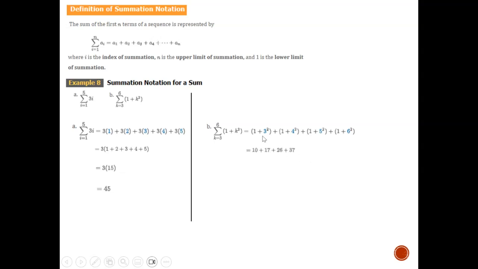And just simplify. 1 plus 3 squared is 10. Plus 1 plus 4 squared is 17. 1 plus 5 squared is 26. And 1 plus 6 squared is 37. Right, we add them. The answer is 90. Okay.